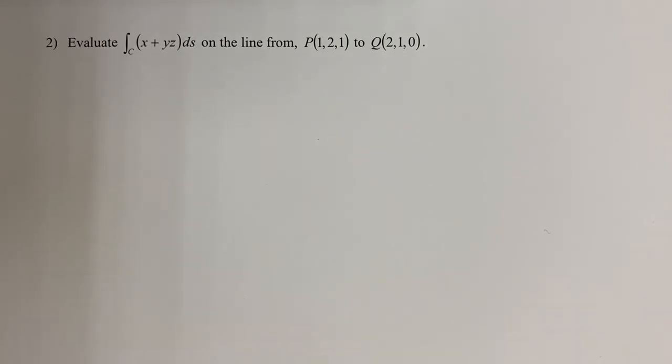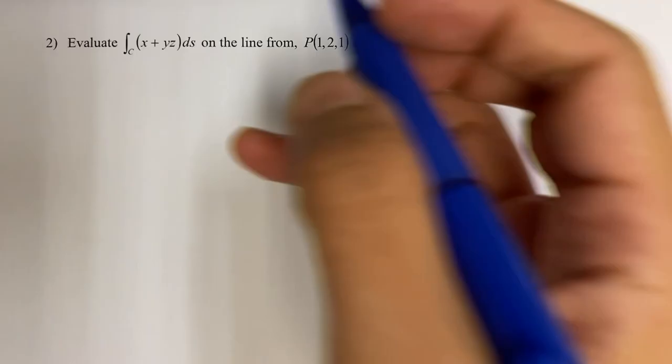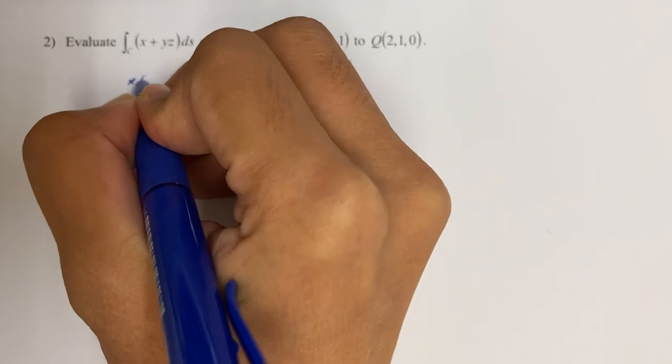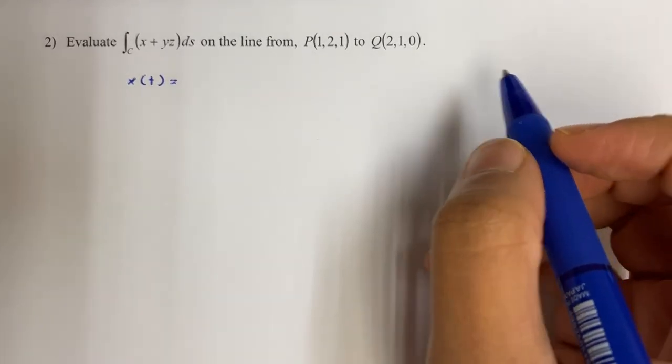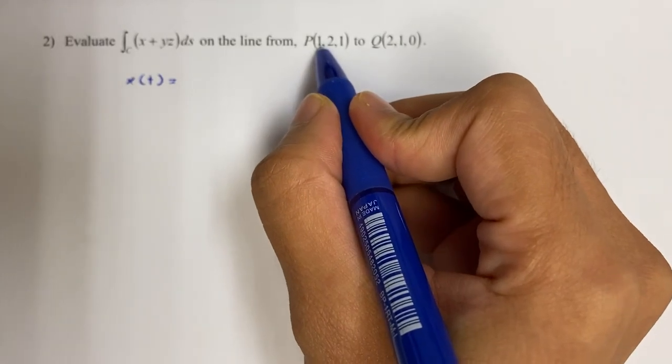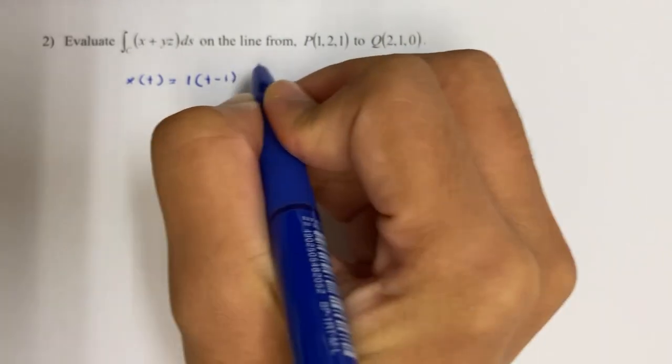Okay, second example: evaluate the integration over C of x plus yz ds on the line from P(1, 2, 1) to Q(2, 1, 0). So this is an example for a line segment. For the line segment, you have x(t) equal to x0, where x0 is 1, so 1 multiplied by (1 minus t).